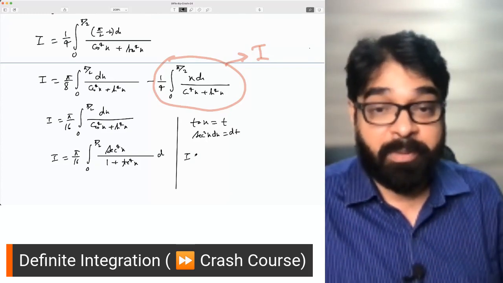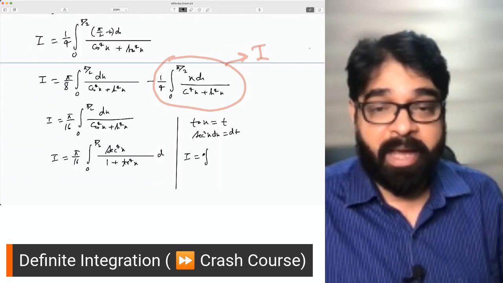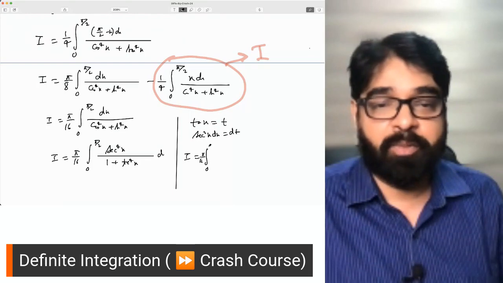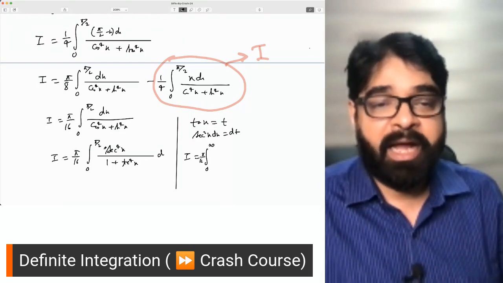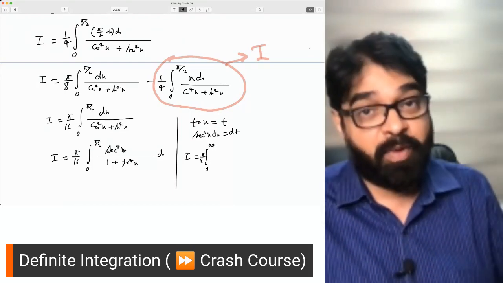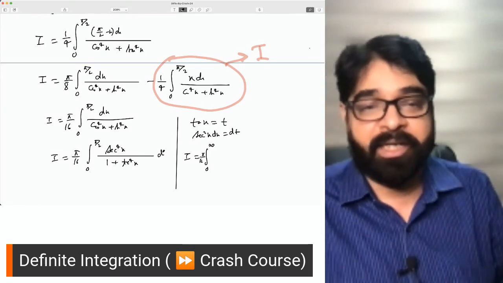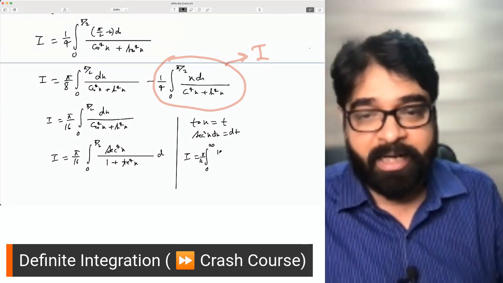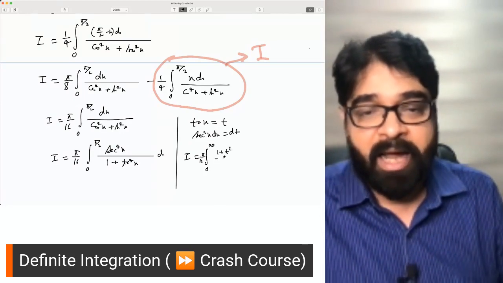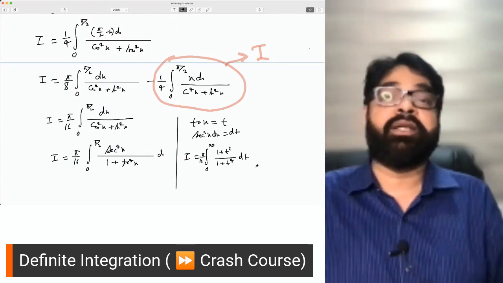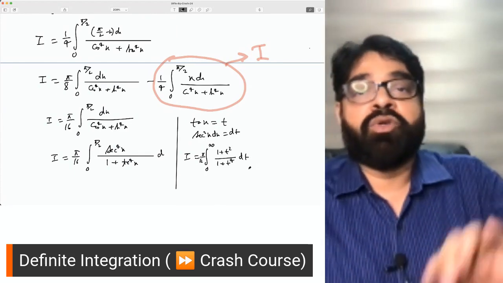And the limit will also change because you're doing substitution. When x is 0, t will be 0. When x equal to pi by 2, this will become infinity. And secant power 4x, I can write as secant square x into secant square x. Secant square x dx will become dt, and one secant square x will be left, which is 1 plus t square, divided by 1 plus t power 4 dt. Question has been done.